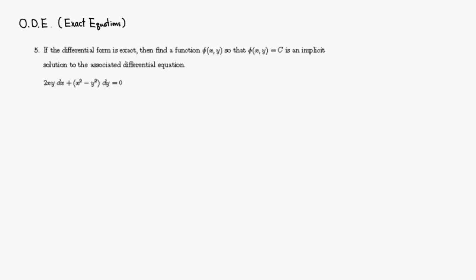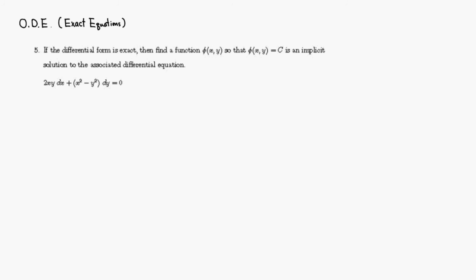All right, let's look at the ODE, exact equations. Number 5. If the differential form is exact, then find the function phi of x comma y, so that phi of x comma y equals c is an implicit solution to the associated differential equation.